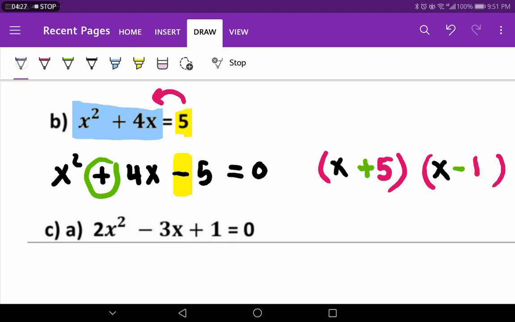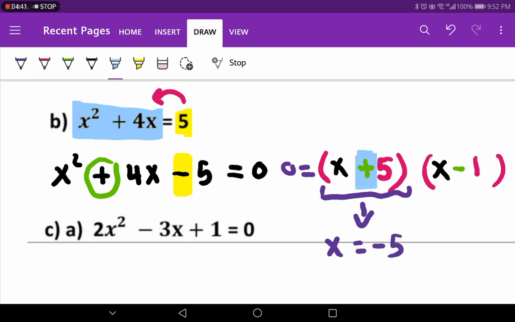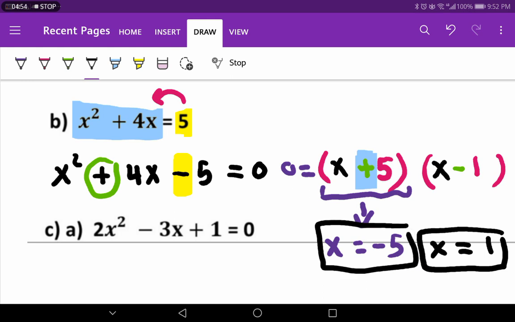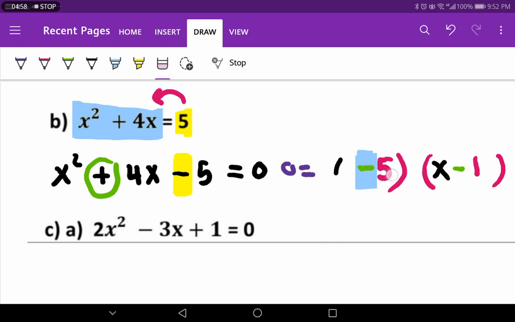Now from the first one here, this is equal to 0 by the way. From here, this gives x equal what? Negative 5. See, here we have a positive. Because of that, you have to change or flip the sign. And from the other one, x equals 1. So we have two solutions for this equation. Are you happy with that, my dear students? I hope so. Now we are done with this.